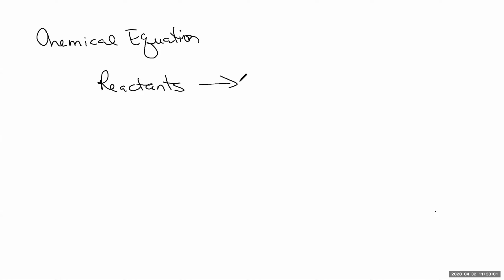So in general, when you look at a chemical equation, they're written so that the beginning, what you start with, are typically called reactants. And then there'll be an arrow. The arrow can be read as goes to or yields. And what you end up with are called products.